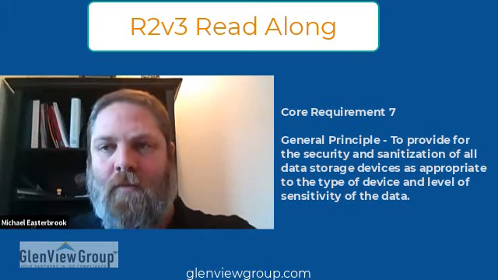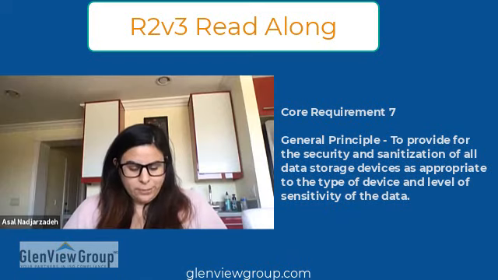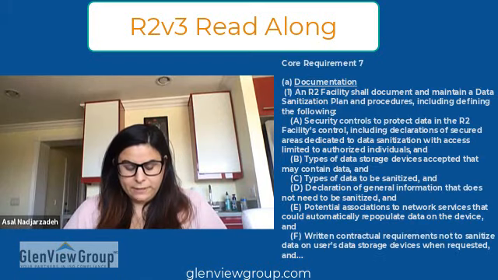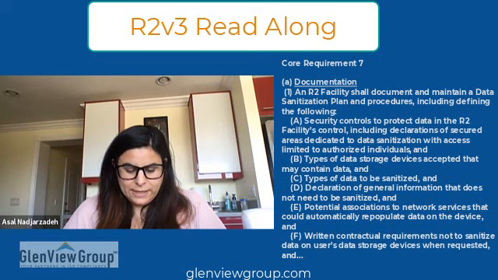Okay. And I'm going to get into the documentation requirements now of 7A. 7A1, an R2 facility shall document and maintain a data sanitization plan and procedures, including defining the following. A, security controls to protect data in the R2 facility's control, including declarations of secured areas dedicated to data sanitization with access limited to authorized individuals.